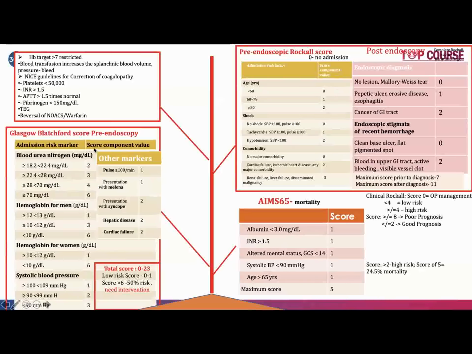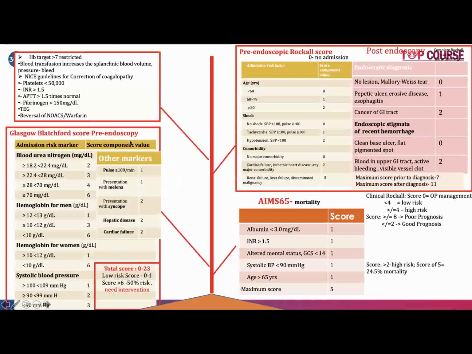The various parameters looked into in the Blatchford score are the hemoglobin, which is different for men and women, the systolic blood pressure less than 110, which is considered significant, and there are various grades, the blood urea nitrogen, pulse rate more than 100, presentation with melena, presentation with syncope, hepatic disease, or cardiac failure. A total score of 0 to 21, wherein 0 to 1 is considered a low risk score, and a score more than 6 needs intervention.